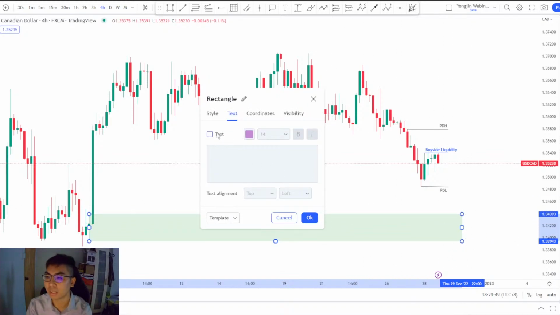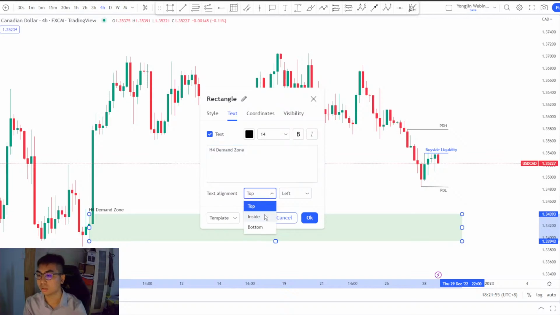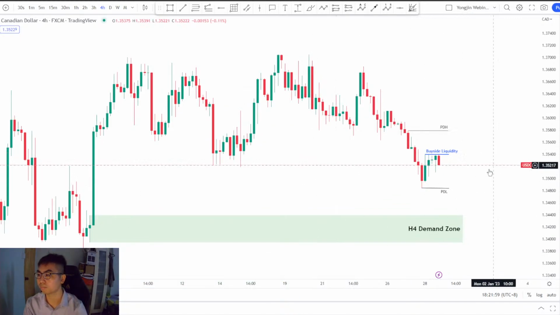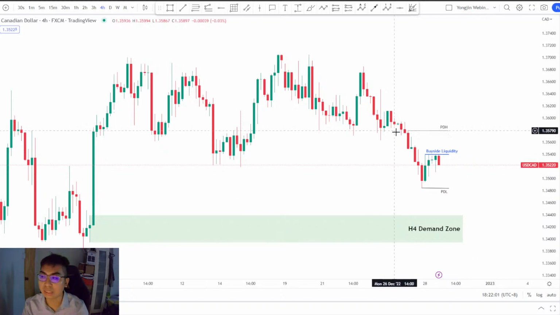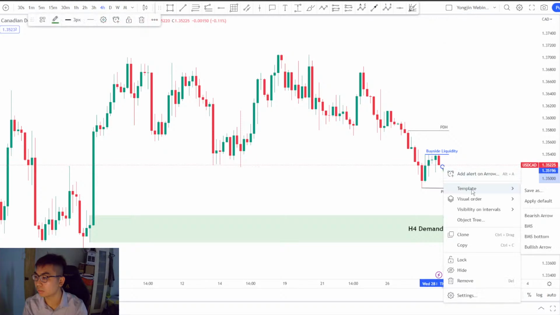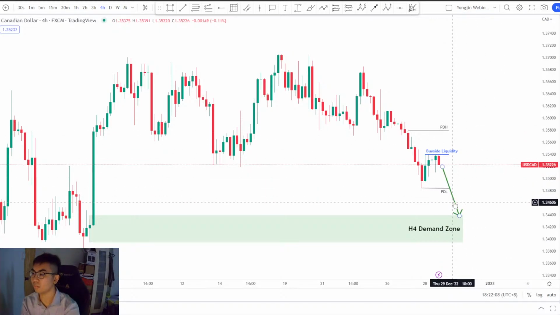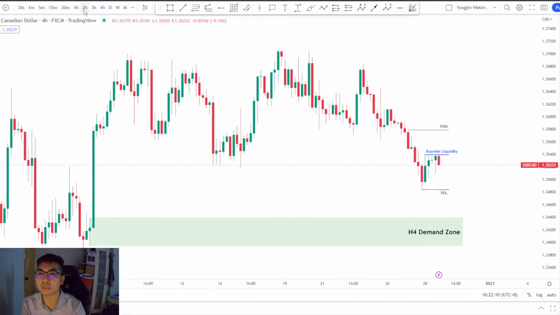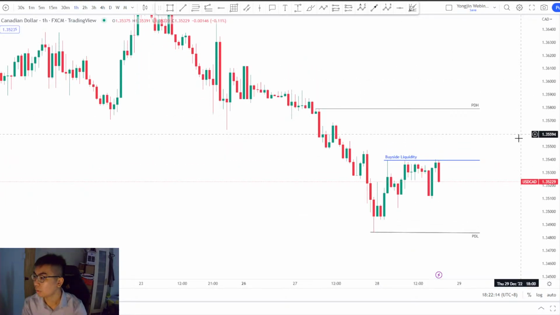This is the H4 demand area. H4 demand zone, I set it to 20. So this is a long-term setup. We can take a look at possible sells to the downside. So I'll just move on next towards the 1 hour chart.